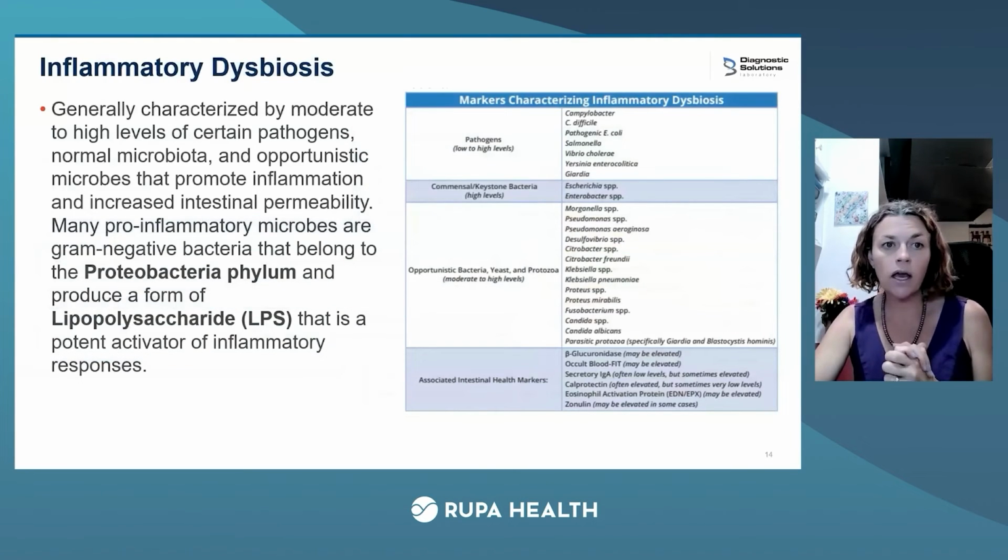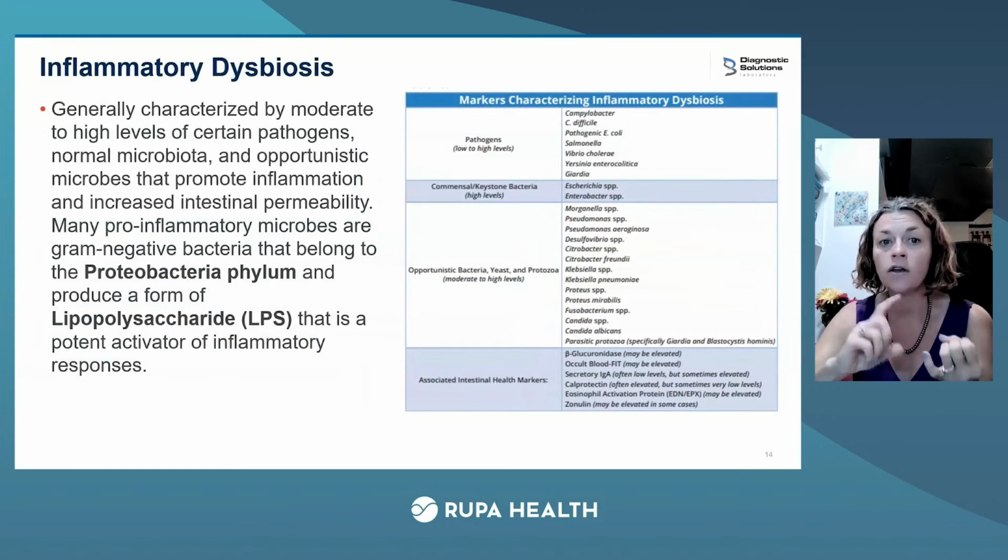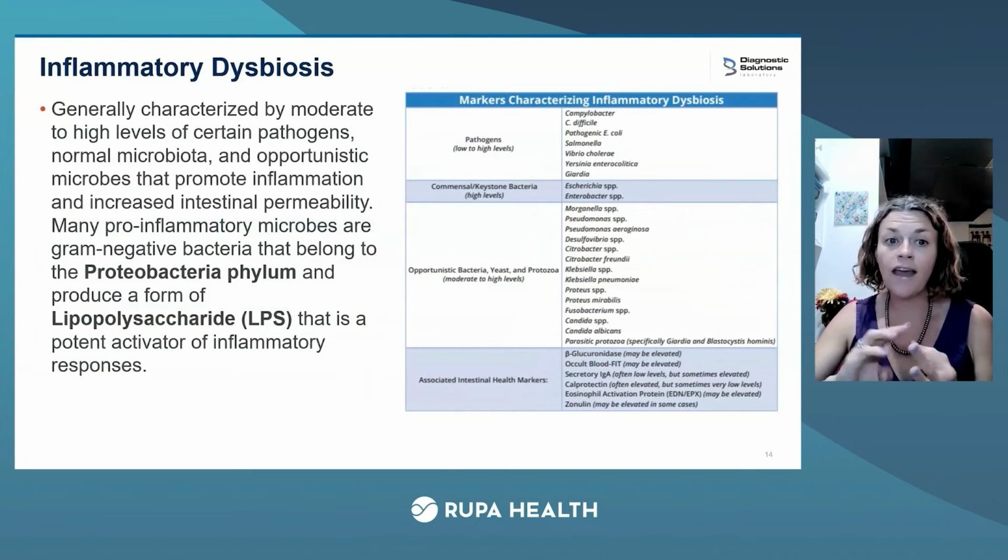All right. Our next bucket is inflammatory dysbiosis. This is where we see moderate to high levels of certain pathogens. Even some of our commensals, when they are trending high or frank high, can be inflammatory. And then we're really looking at and leaning on page 3, looking at those inflammatory opportunists. Certainly, inflammation can drive leaky gut as well.